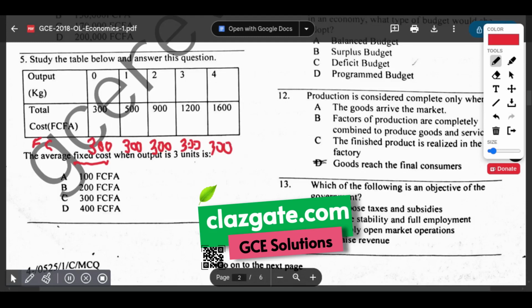How do you calculate the average fixed cost? This is the formula for average fixed cost. Average fixed cost is given by fixed cost divided by output, or quantity. So at zero output, our average fixed cost will be 300 divided by 0. So this is NA, because we cannot divide by 0.